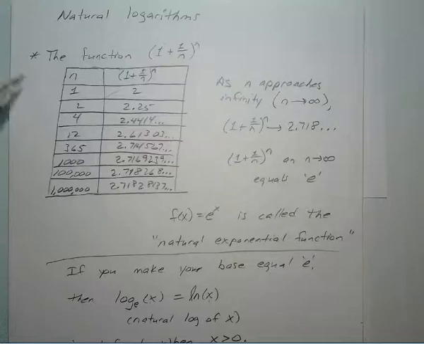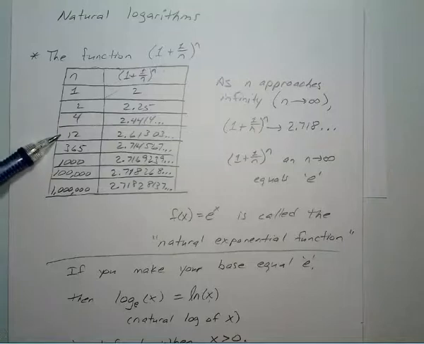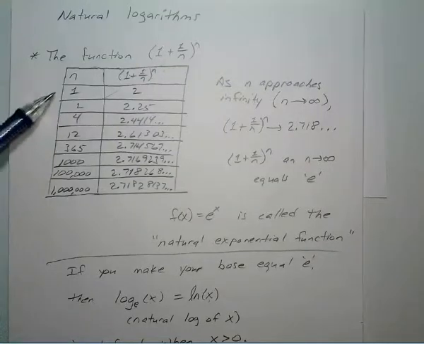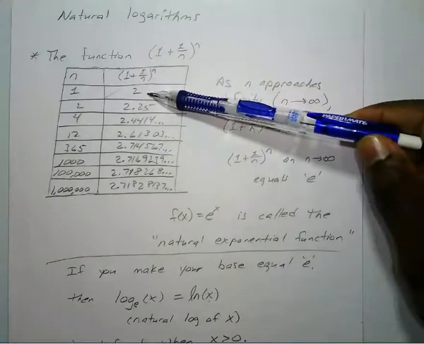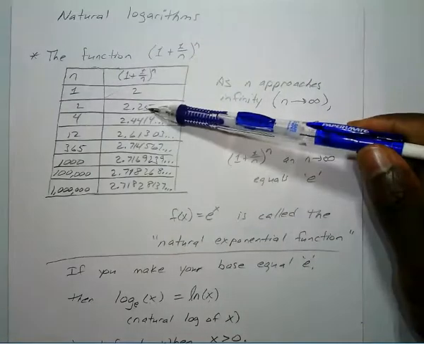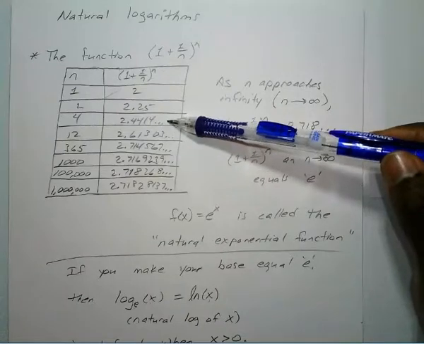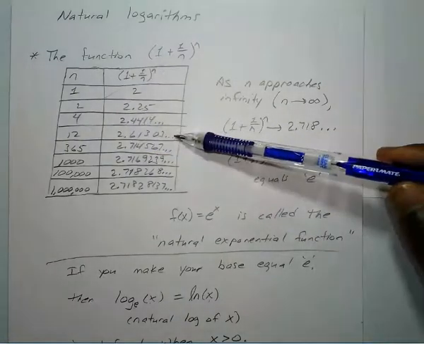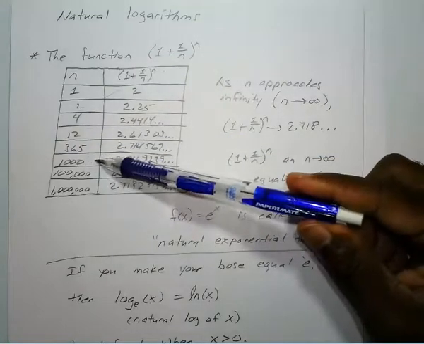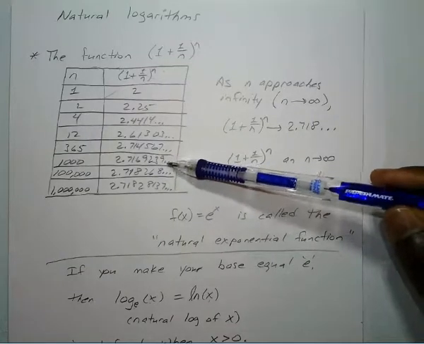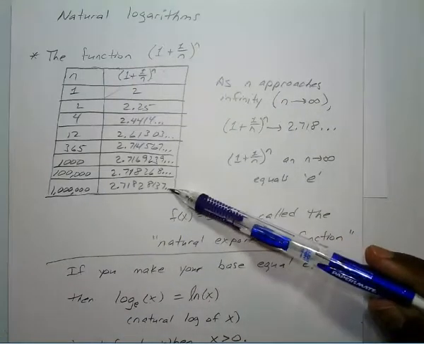Okay. So what we're doing here at this table is we're replacing n with values that are getting larger and larger and larger. If you replace n with 1, you end up with 2. If you replace n with 2, you end up with 2.25. If you replace n with 4, you end up with 2.4414, and it keeps on going forever and ever. Same thing with 12, you end up with that value. If you plug in 365, you end up with that value. If you replace n with 1,000, you end up with this value. If you replace n with 100,000, you end up with this value. If you replace n with 1,000,000, you end up with this value.